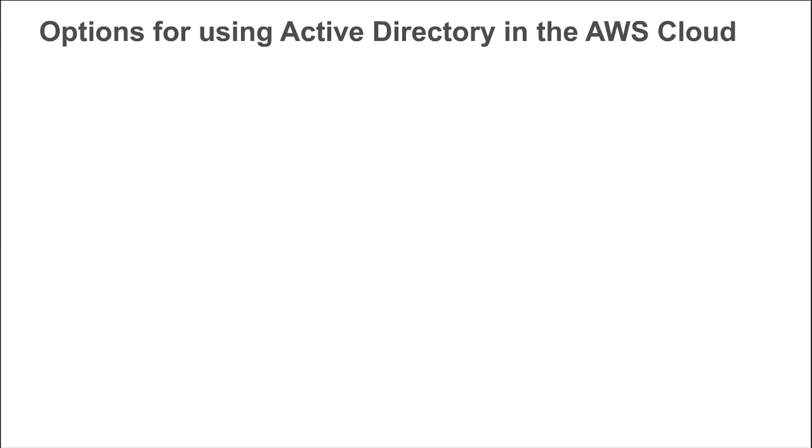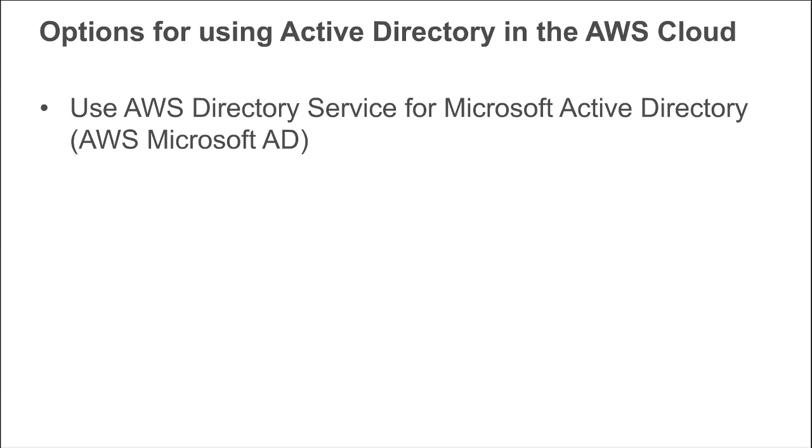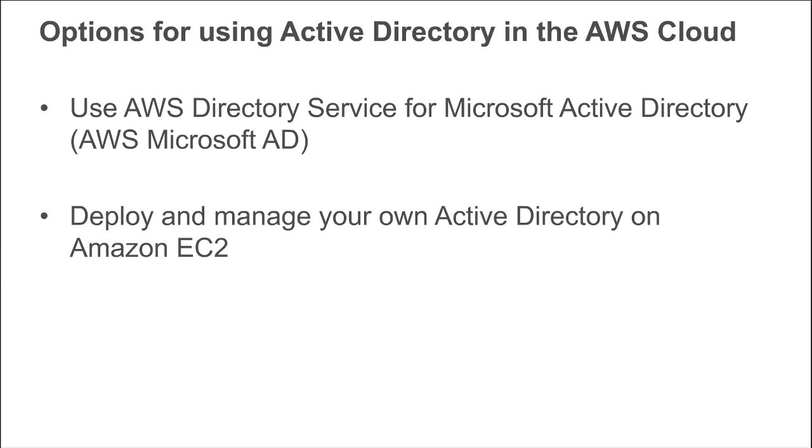So there's multiple options for using Active Directory in the AWS cloud. The first one, which we're going to be presenting today, is the opportunity to use a managed service, namely AWS Directory Service for Microsoft Active Directory, which we also call AWS Microsoft AD. You can also deploy and manage your own Active Directory on top of Amazon EC2. It's more work because you're going to have to configure and manage and patch and backup and do all the heavy lifting of managing your environment, but you're going to have full control, so it's a fully valid option.